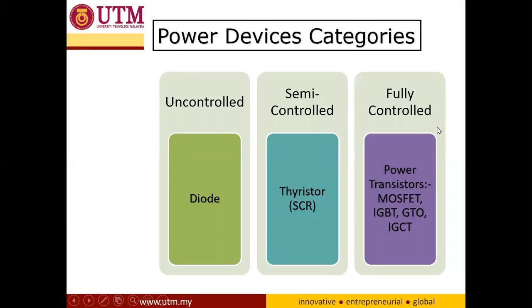And the last one is the fully controlled. So these are the components, or the power devices, that are usually used in power electronics. So we have the transistors, and there are several types of transistors: MOSFET, IGBT, GTO, and IGCT. Fully controlled meaning that we can control both the on and off of the devices.